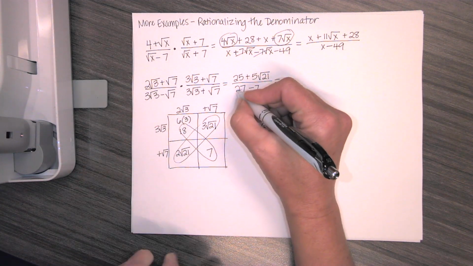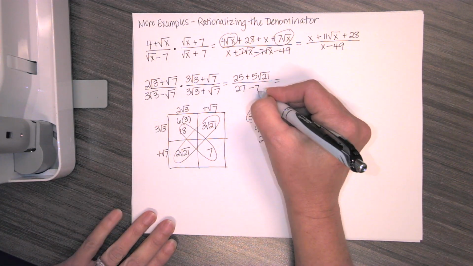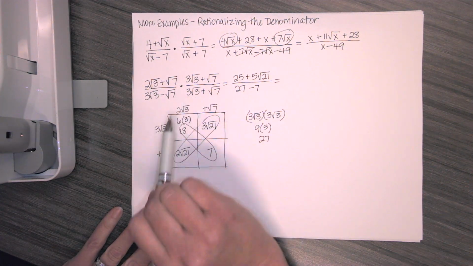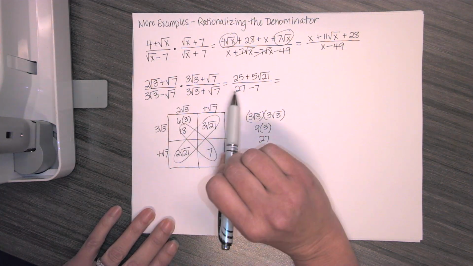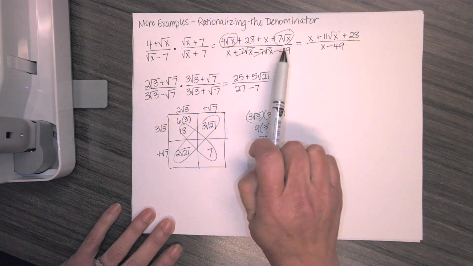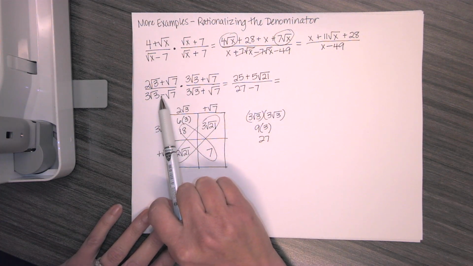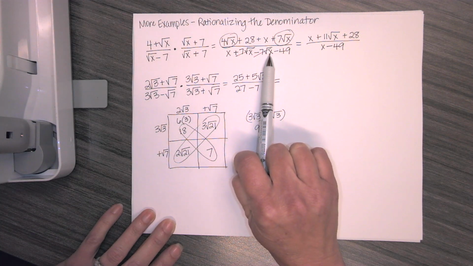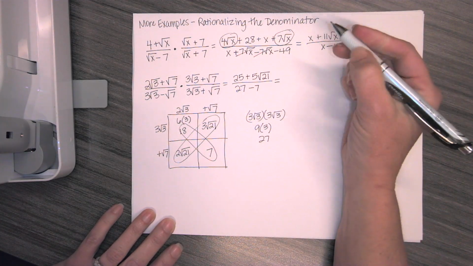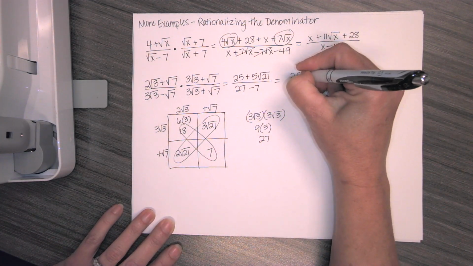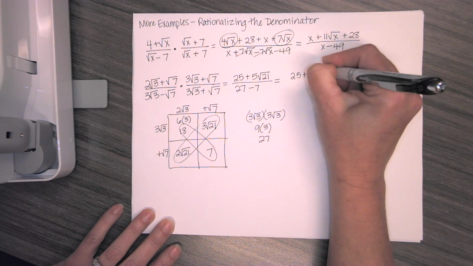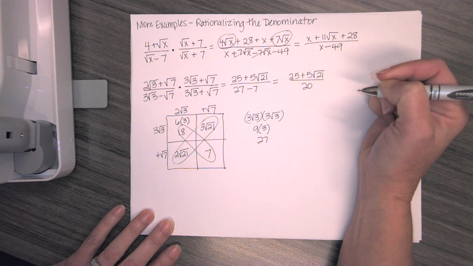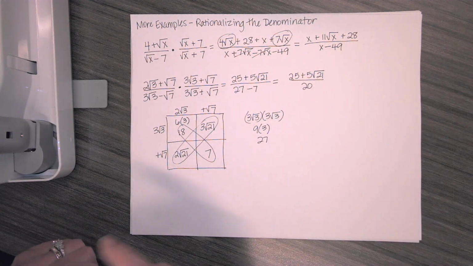And that, you can see, got rid of all of our radicals in the denominator. Again, if you need to multiply this out, or you can do the box method, you can do that. But if you trust that you have found the conjugate correctly, then you know that those two terms end up canceling each other out every time. So now we're left with 25 plus 5 square roots of 21 on the top, and 27 minus 7 is 20 on the bottom.